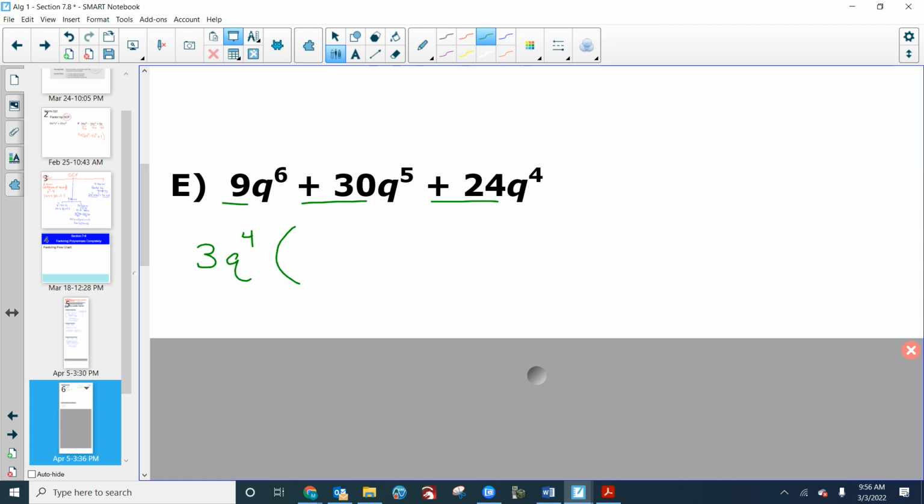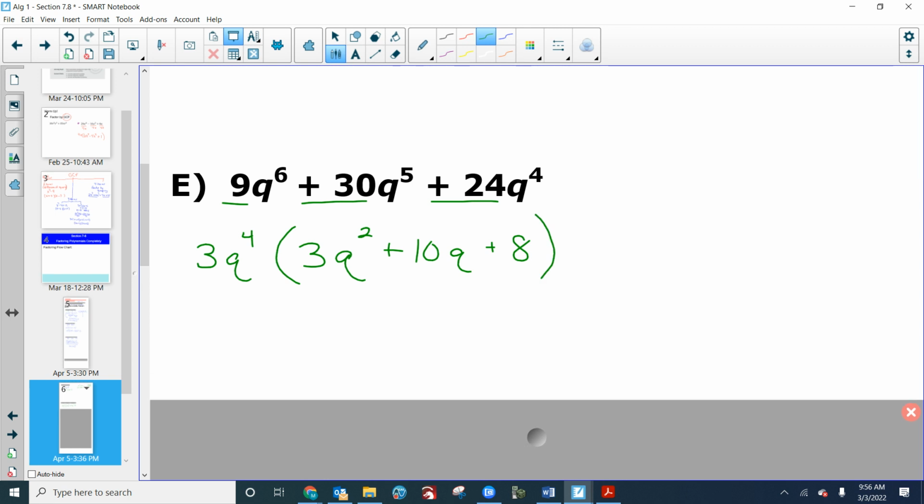All right, let's go piece by piece here. When I pull a 3 out of a 9, what do I have left? 3. When I pull a Q to the 4th out of Q to the 6th, I'm left with Q to the 2nd. Plus, pull a 3 out of a 30, I'm left with 10. Pull a Q to the 4th out of a Q to the 5th, I'm left with a Q to the 1st. And pull a 3 out of 24, I'm left with an 8. And a Q to the 4th out of a Q to the 4th, I'm left with a 1. So 8 times 1, I'm just going to leave it as 8. That is your first step.